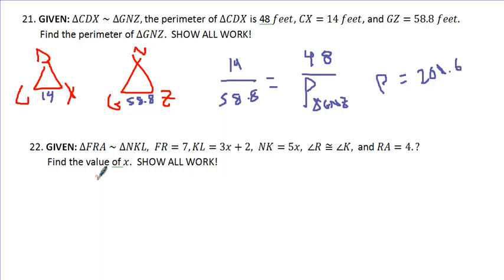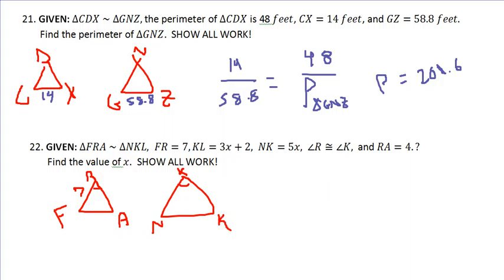And now the last problem. Again, draw out the triangle so you can see exactly what to deal with. We know FR is 7. We know that angle R is going to be congruent to angle K in NKL. So let's see exactly what we know. We knew 7. We knew KL here. This is L down here. KL is going to be 3x plus 2. And K is going to be 5x.